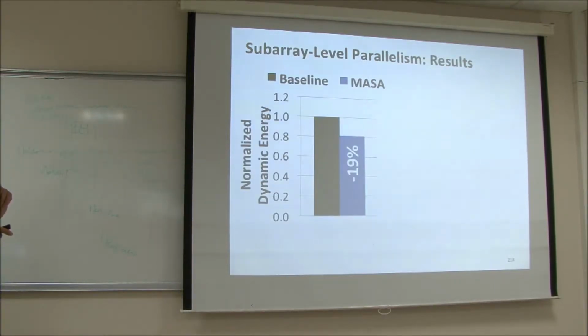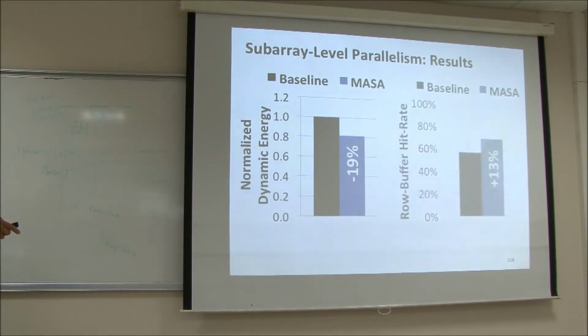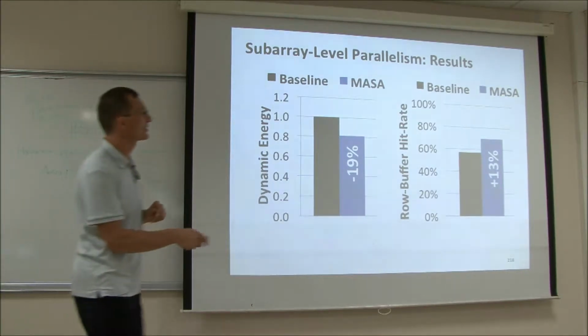Okay. What about the impact on dynamic energy? So this is the energy reduction. And the energy reduction comes from the improvement in row buffer hit rate. Now we're reducing the row buffer conflicts.